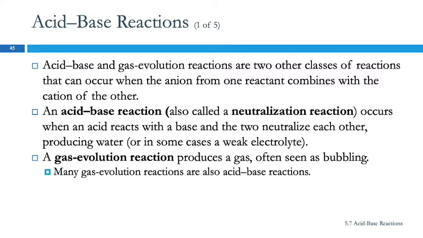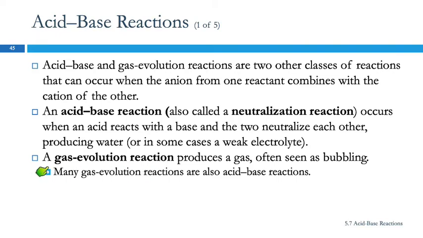So, acid-base reactions. We talked about precipitation reactions, and acid-base reactions and gas evolution reactions are two other classes that can happen when we switch anions and cations. An acid-base reaction, as the name implies, is the reaction between an acid and a base, also called a neutralization reaction, because the acid and the base neutralize each other. They're no longer acidic or basic.